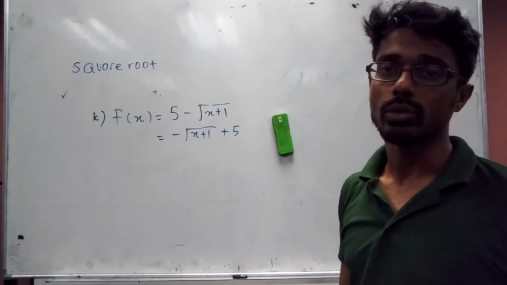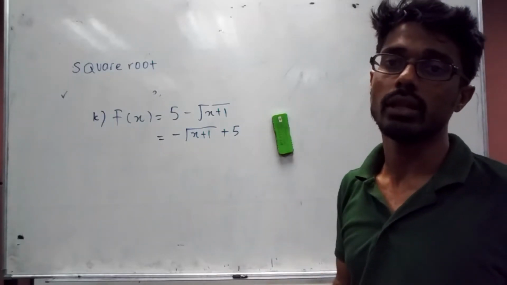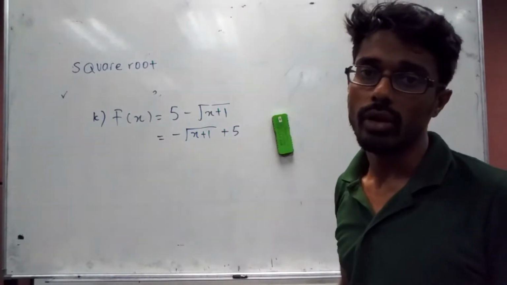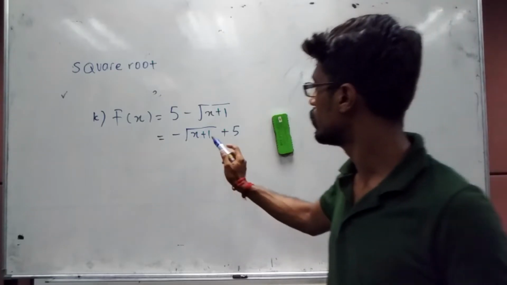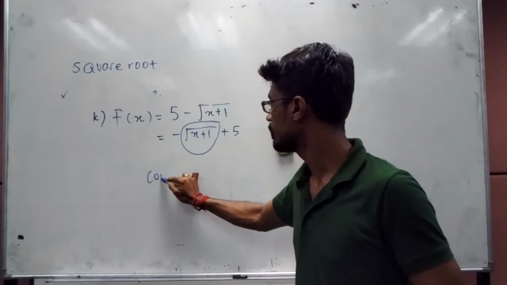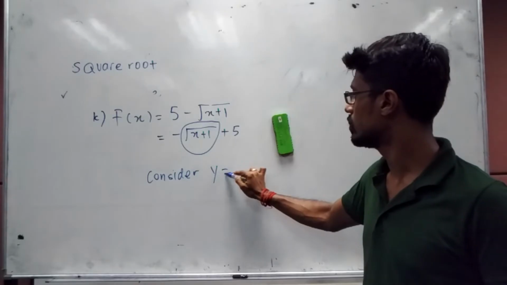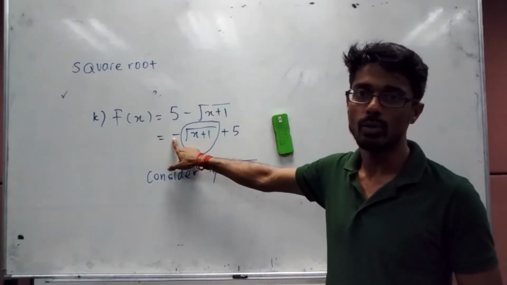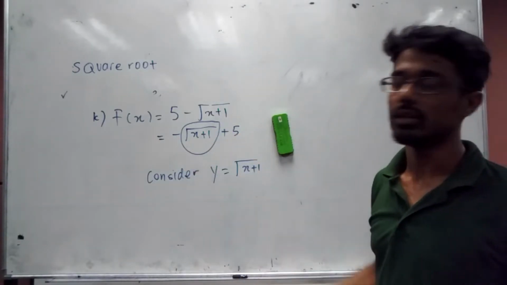I want to just highlight to you, for this function, I'm going to apply the tricks of negative in front. We're going to reflect about the x-axis. Then plus 5, I'm going to shift it up by 5 units. So the graph that I'm going to draw first is this guy here. I'm going to consider just this graph first, y equal to square root of x plus 1. Then the negative we know how to achieve, and as well the plus 5. So we are building up towards getting the final graph.